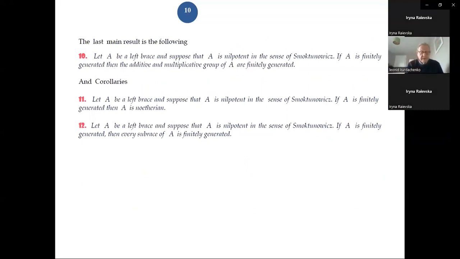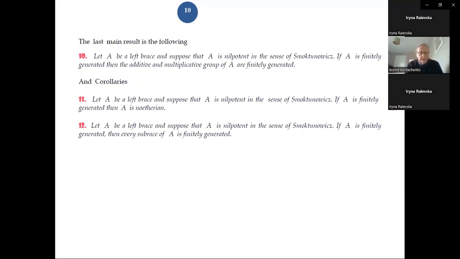And now we consider finitely generated nilpotency, let's say nilpotency in the sense of Sysoev. So the last result is the following. Let A be a left brace and suppose that A is nilpotent in the sense of Sysoev. If A is finitely generated, then the additive and multiplicative groups of A are finitely generated.